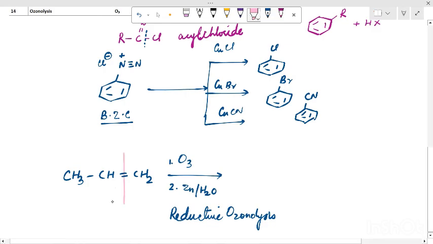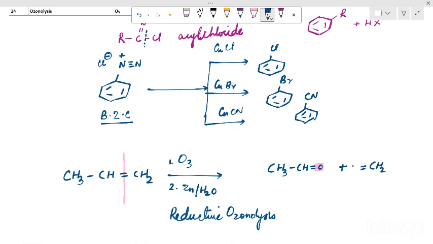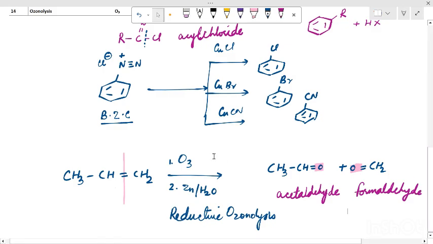ठीक है, so we will have two fragments, और दोनों fragment पर आपको ऑक्सीजन अटैच करना है. एक फ्रैगमेंट आपका ये है, तो हमने यहाँ पर वो इसको अटैच कर दिया, और दूसरा फ्रैगमेंट आपका CH2 डबल बॉन्ड, वहां पे हमने क्या अटैच किया, ऑक्सीजन. So this way you can form the carbonyl compounds. One in this case is acetaldehyde and the other is formaldehyde. Acetaldehyde and formaldehyde. So we can form different types of carbonyl compounds via reductive ozonolysis.